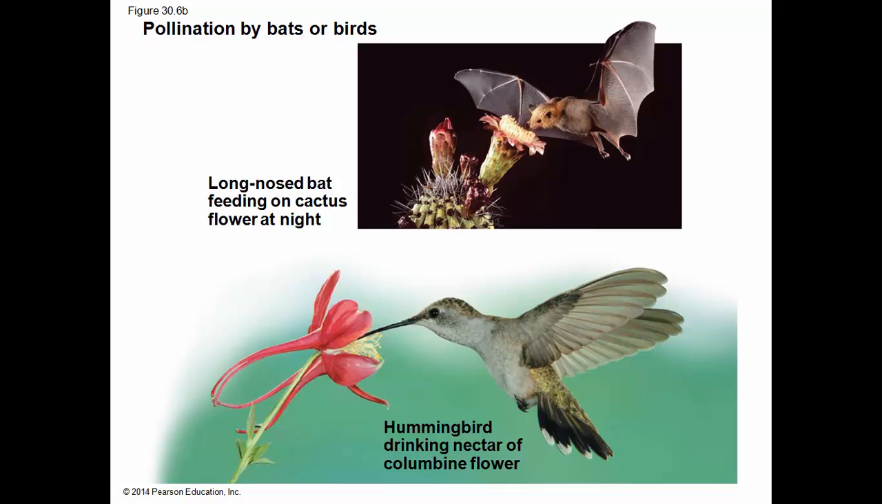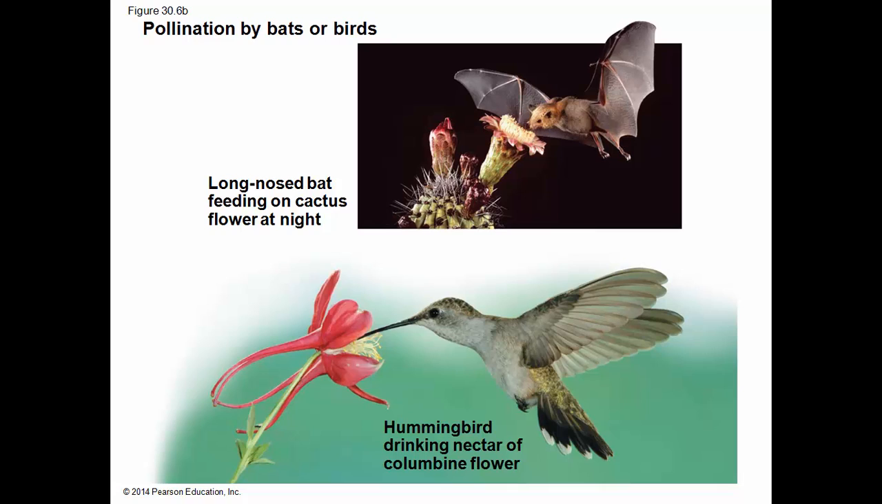Okay, here's a long-nosed bat feeding on a cactus at night. Flowers are pollinated by birds and bats. It's interesting to note that bats pollinate the agave flower. Agave is a commercially important plant that is used to make tequila. So agave plants are dependent on bats for pollination, and that is a relationship you might be interested in. Agave plants are dependent on bats, and that's how tequila is produced.